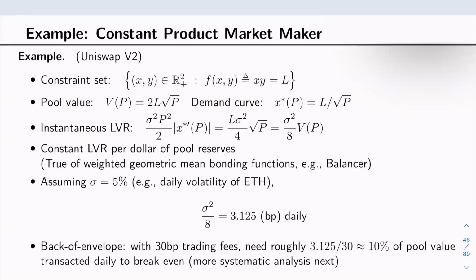I just want to show you some numbers that this works. If I do this for Uniswap v2, again, the formulas I had before, I had the demand curve was x star p is L over root p. If I want to compute the rate at which these losses are being generated, this is the formula I had before. And what's nice about geometric mean bonding functions, for example, constant product, is that the amount you're losing to LVR is proportional to the value of the pool. And in particular, you lose money at a rate sigma squared over 8 times the value of the pool. So this is where the sigma squared over 8 at the beginning of the talk comes from.